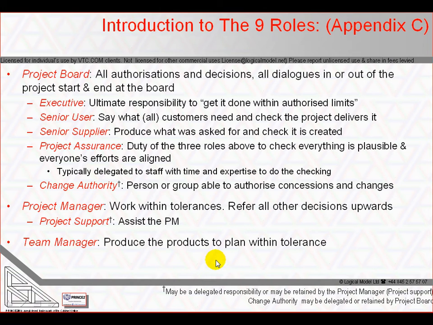The PRINCE2 project's heartbeat runs according to the pattern of activities described in the 7 processes. Those activities are designed to ensure that the project maintains a focus on the 7 themes that healthy projects perform well and are described in our next 2 videos.